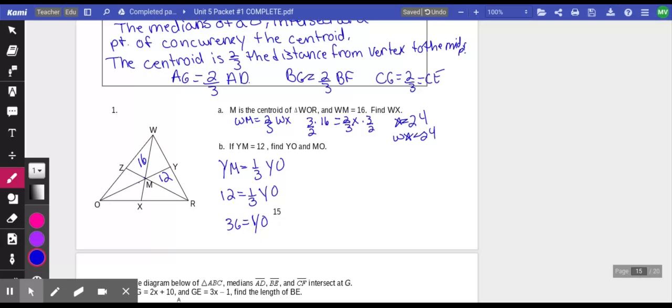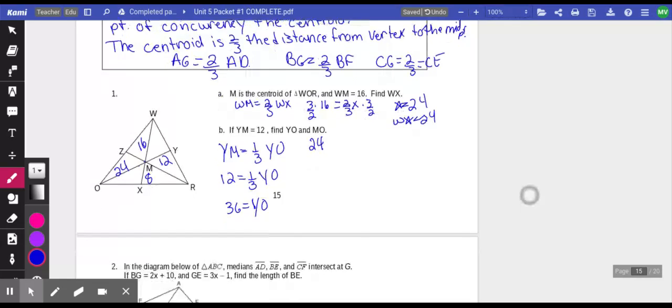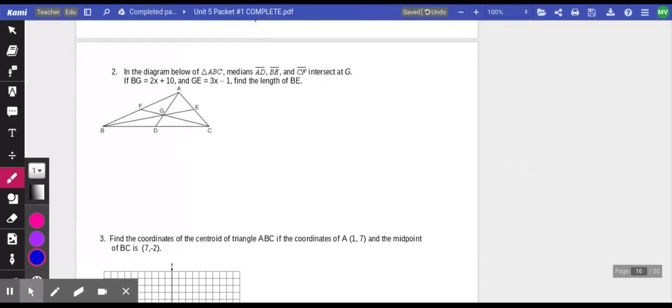Now, another way you can think about doing both of these is that if WM is 2/3, then MX is 1/3. Well, 1/3 is half of 2/3, so that means MX is 8, which would make WX 24. Likewise, if YM is 1/3, OM is 2/3, so OM is 24, which would mean the whole thing's 36. And MO is then 24. So I want you to pause, and I want you to try number 2.